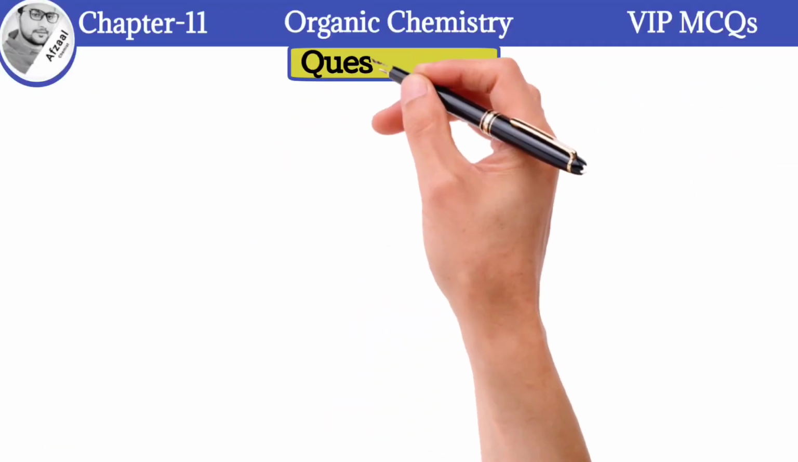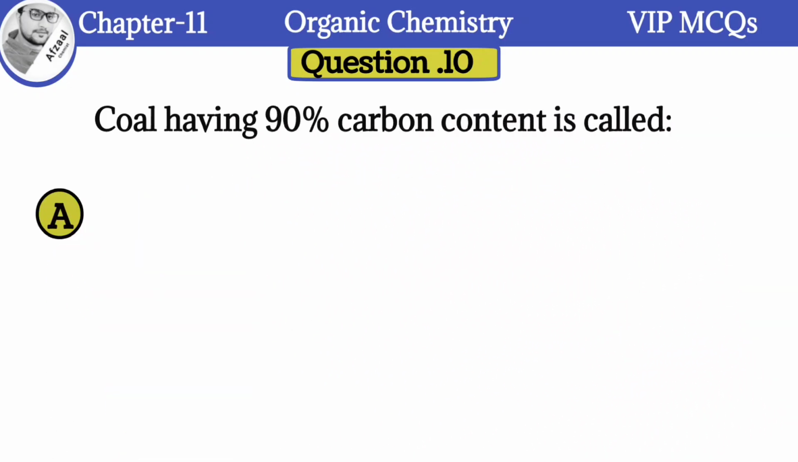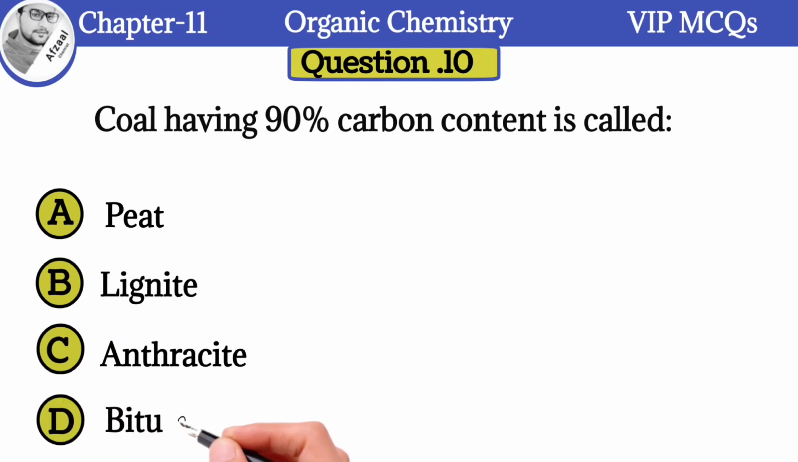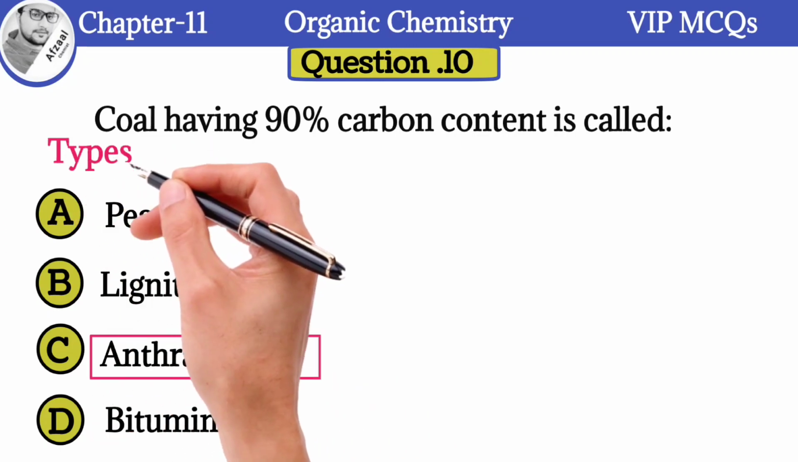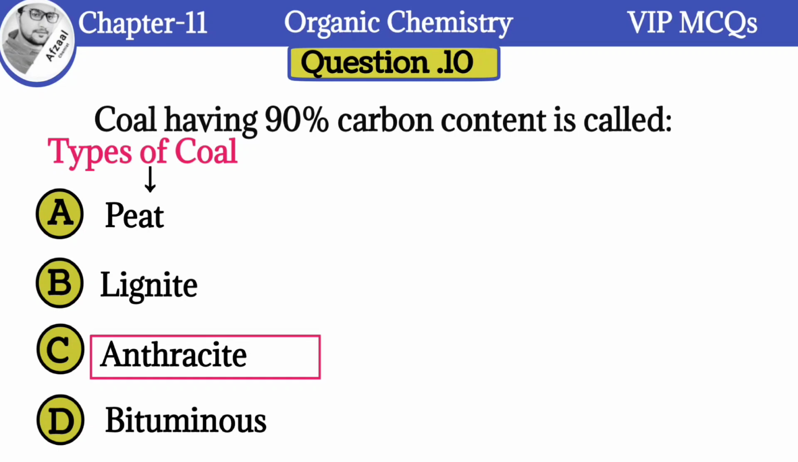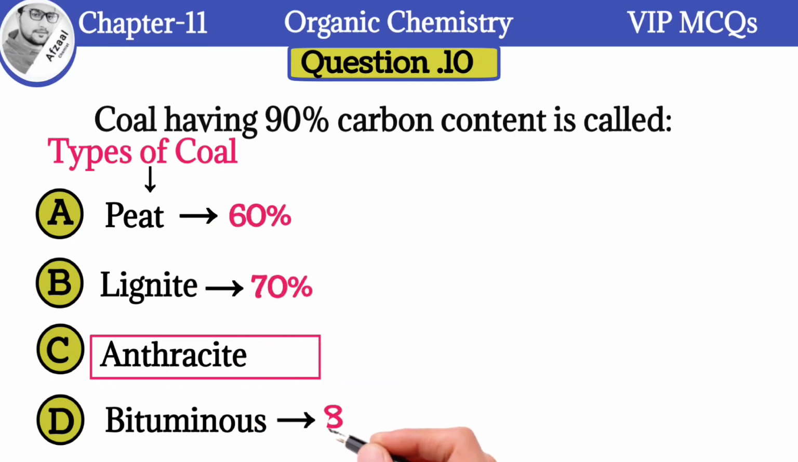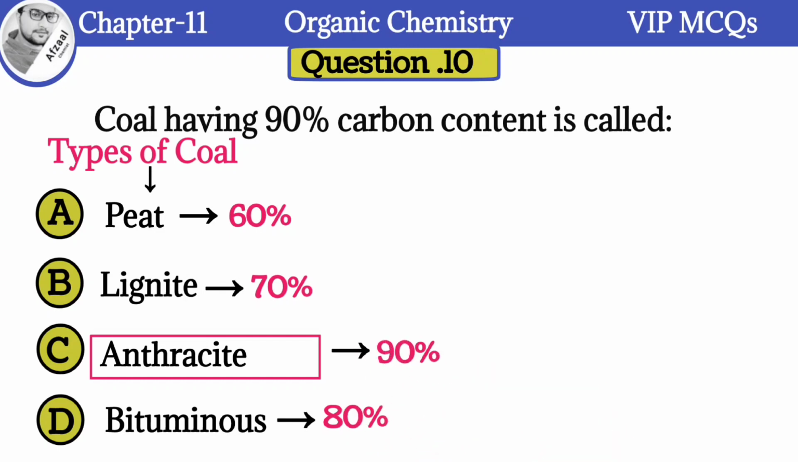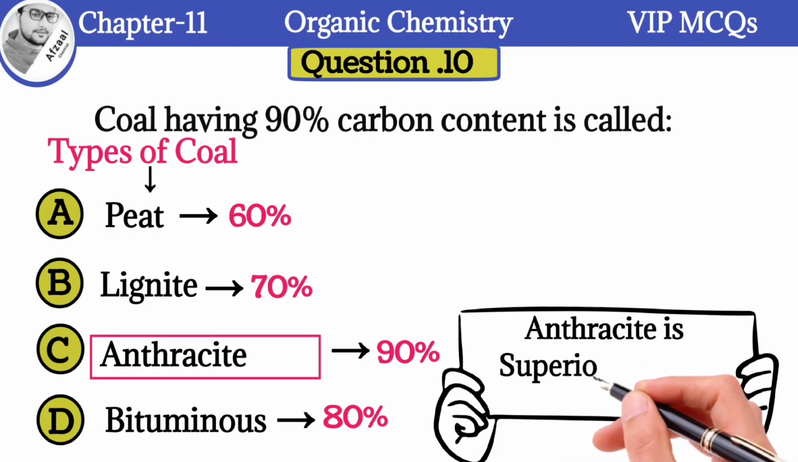Question number 10 is: coal having 90% carbon content is called? Option A is peat. Option B is lignite. Option C is anthracite. Option D is bituminous. The correct option is anthracite. These are the types of coal depending on the carbon content. Peat contains 60%, lignite contains 70%, bituminous contains 80% and anthracite contains 90% carbon. Because of its high carbon content, anthracite is known as superior quality coal.